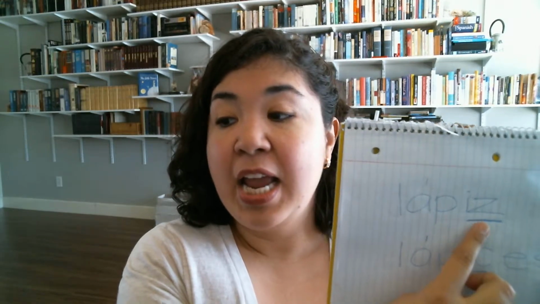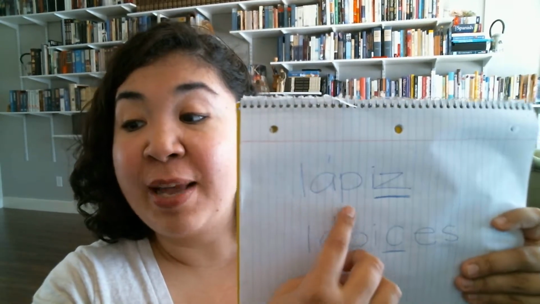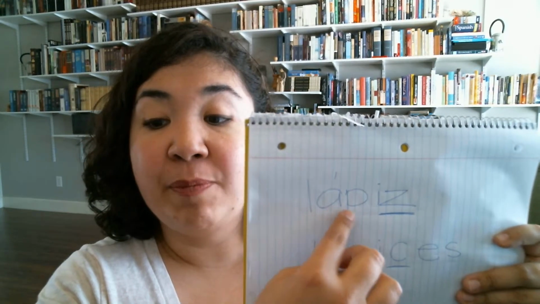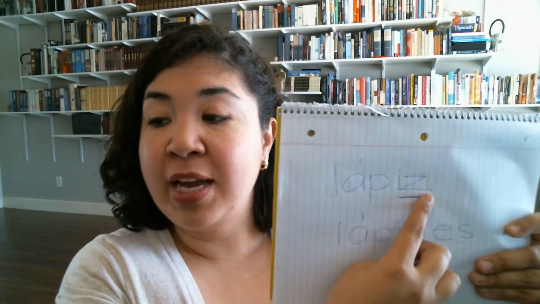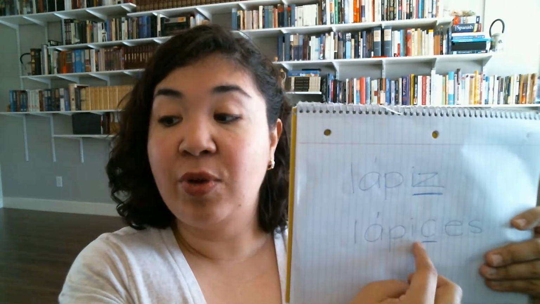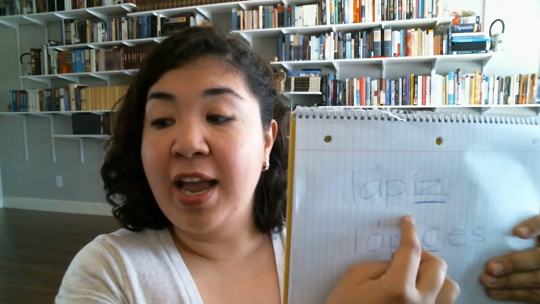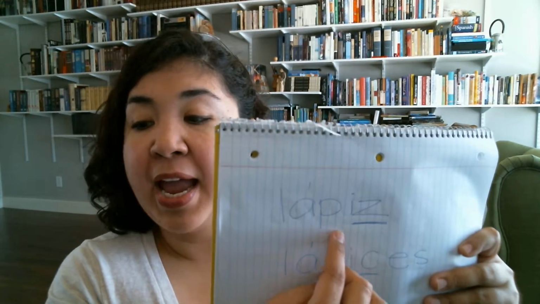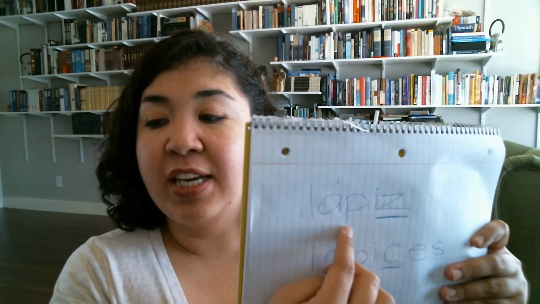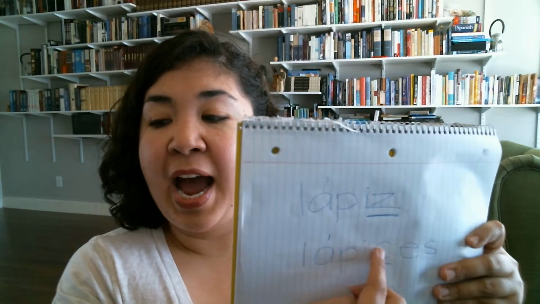Now, a word that ends with a Z, which we pronounce like an S, in Spanish. For example, the word lápiz, which means pencil, you add es, right? Because it ends with a consonant, but the Z turns into a C, okay? L-A-P-I-Z changes to L-A-P-I-C-E-S when turned into a plural.